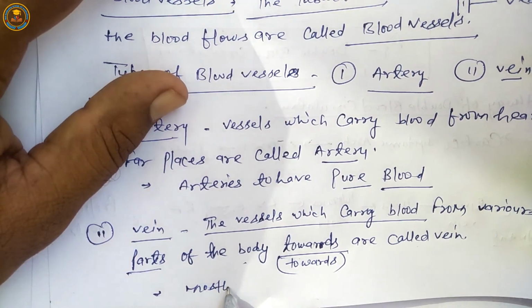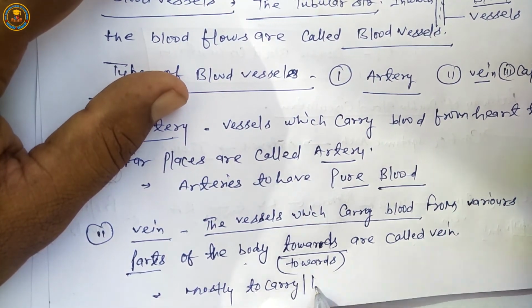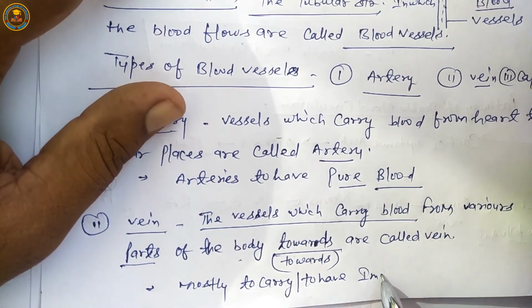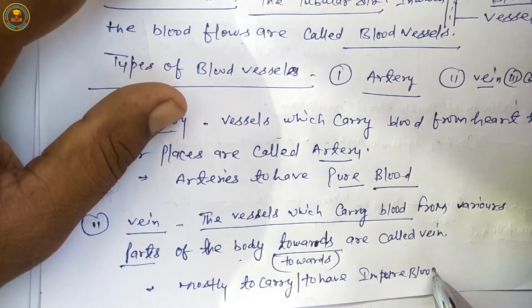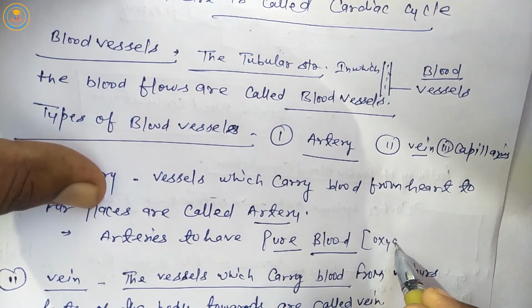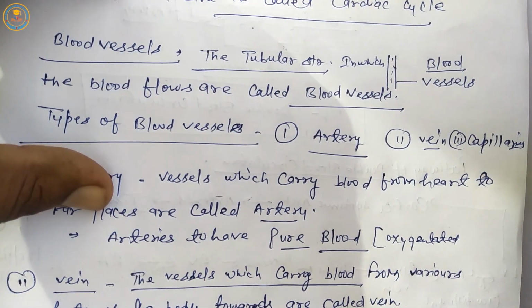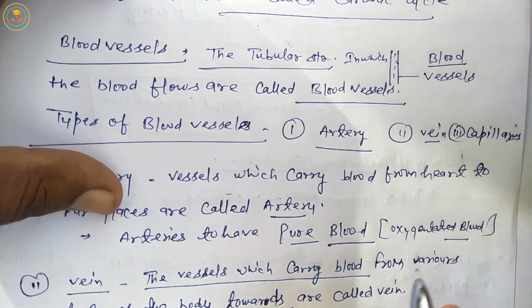Next, mostly veins carry impure blood, meaning carbon dioxide-rich blood, not oxygenated blood.